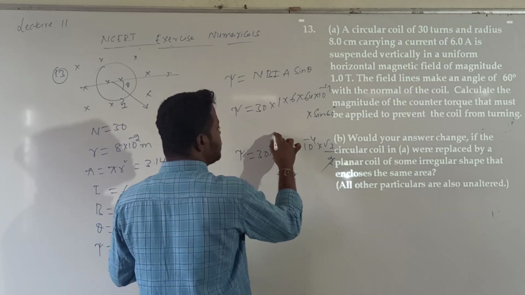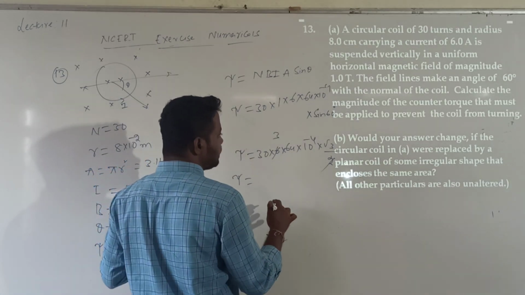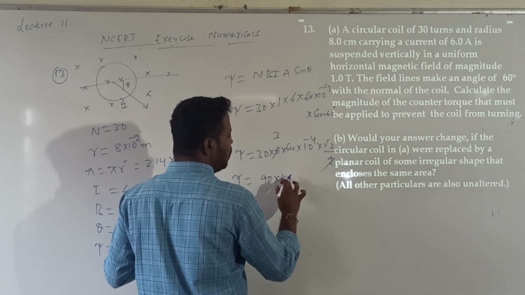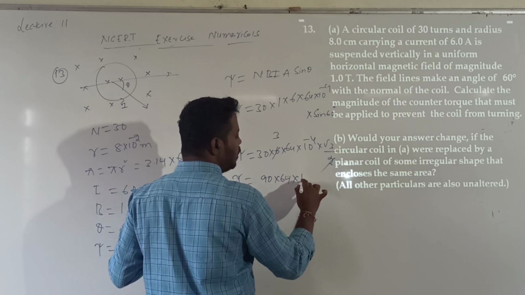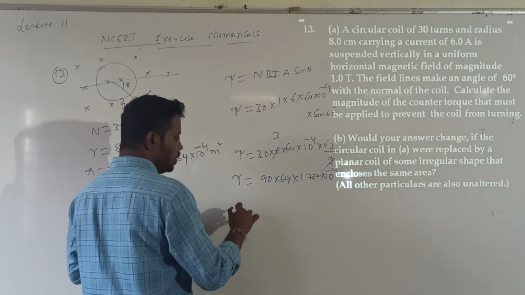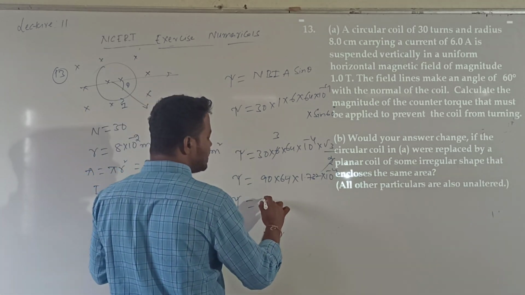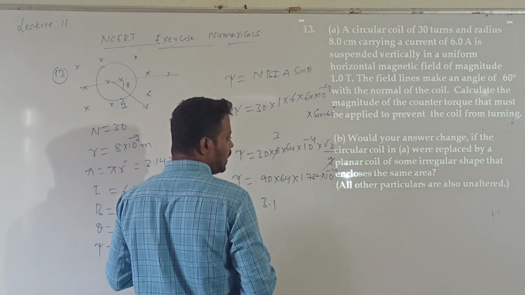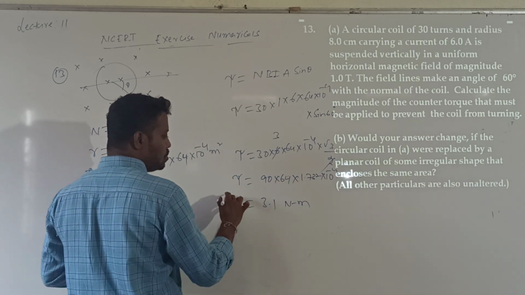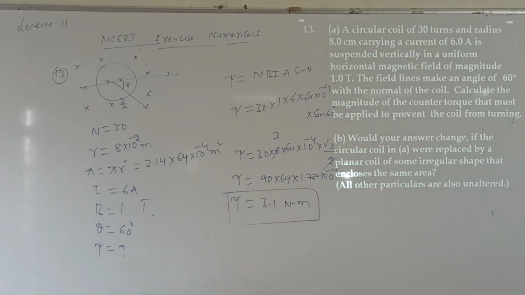So 2 ones are 2, 3s are 3, which gives the tau value. This is 30 into 3 is 90 into 64 into root 3 value, 1.732 into 10 power of minus 4. So multiply this. I think approximately you will get this answer as 3.1. Correct? So 3.1 Newton meter. This is question number 13. Understood? So question number 13.